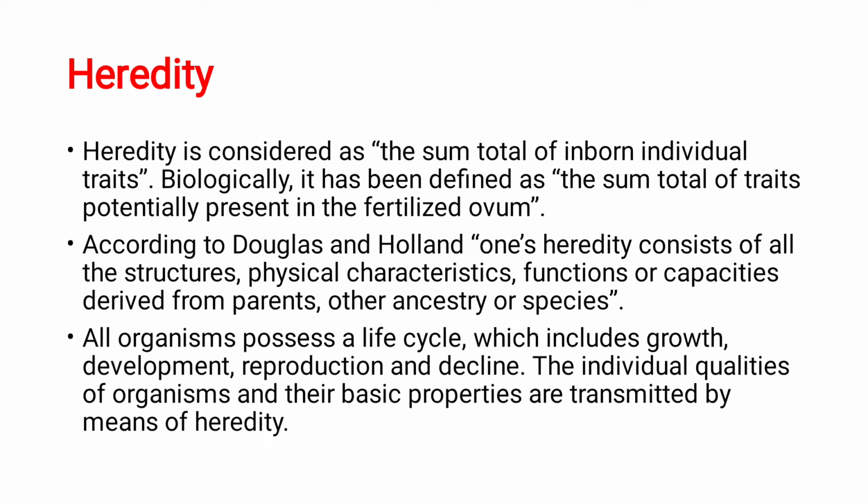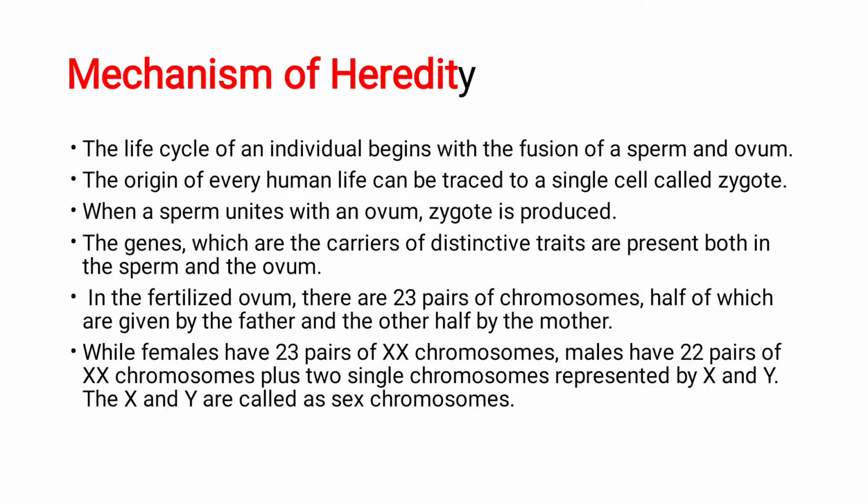All organisms possess a life cycle which includes growth, development, reproduction and decline. So every individual will be undergoing these stages. Next, the individual qualities of organisms and their basic properties, which differ from one organism to other organisms, are derived from the basis of heredity.